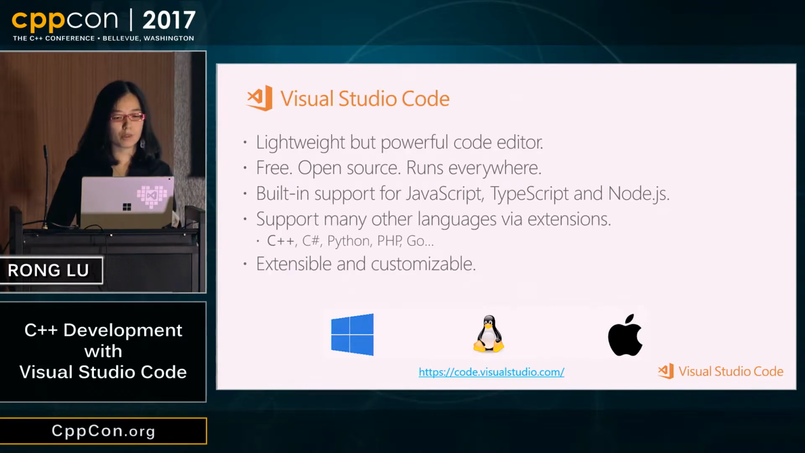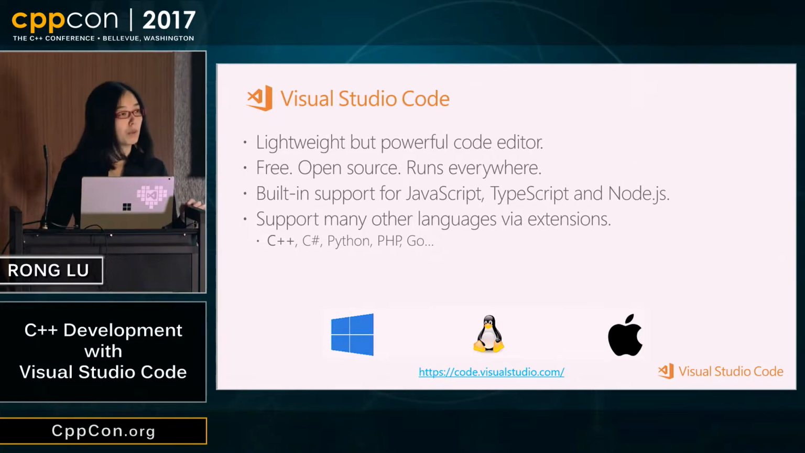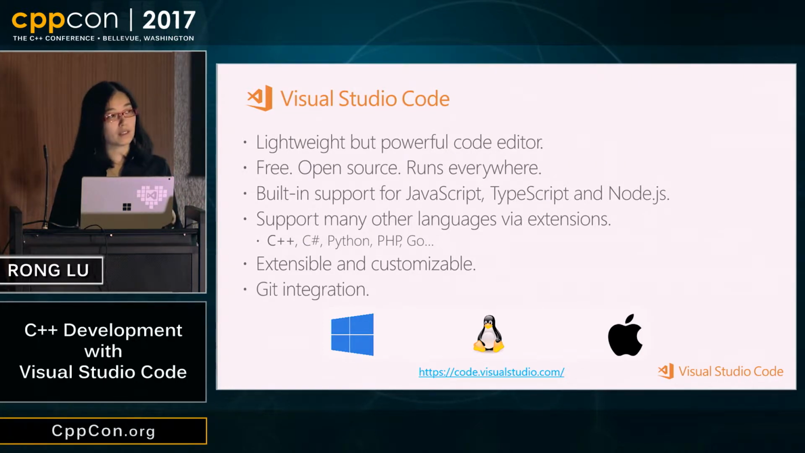It has got built-in support for JavaScript, TypeScript, and Node.js, but it does support many more languages via extensions. So we at Microsoft provide the C++ and the C# extensions, and there's the community out there that's providing much more language support as well. VS Code is completely extensible and customizable, which you'll see in some of the demos later on. Last but not least, it also has Git integration, so you can pretty much do everything from within the Visual Studio Code IDE.